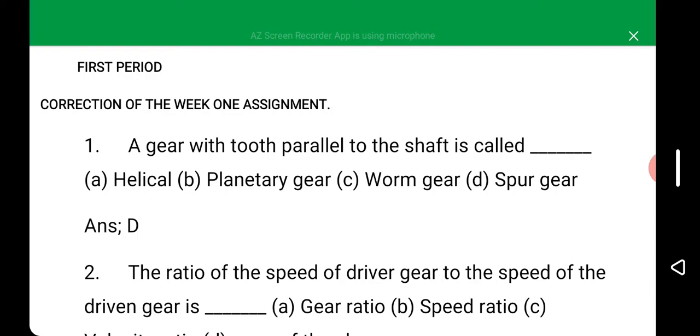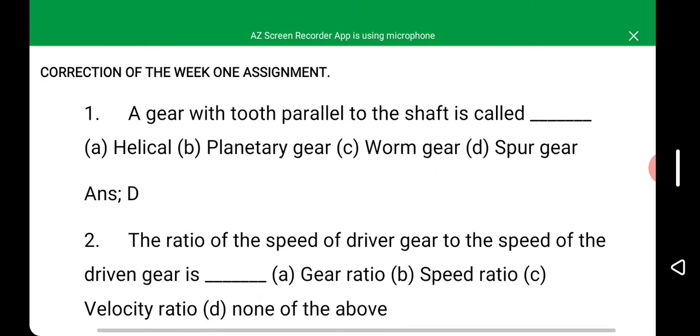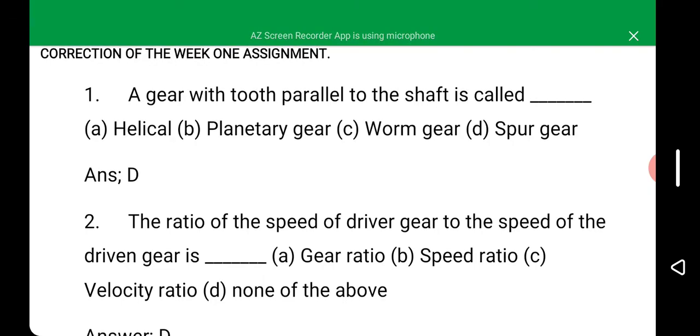The first question: a gear with teeth parallel to the shaft is called dash. If you look at the options, the correct option here is spur gears, which is option D.